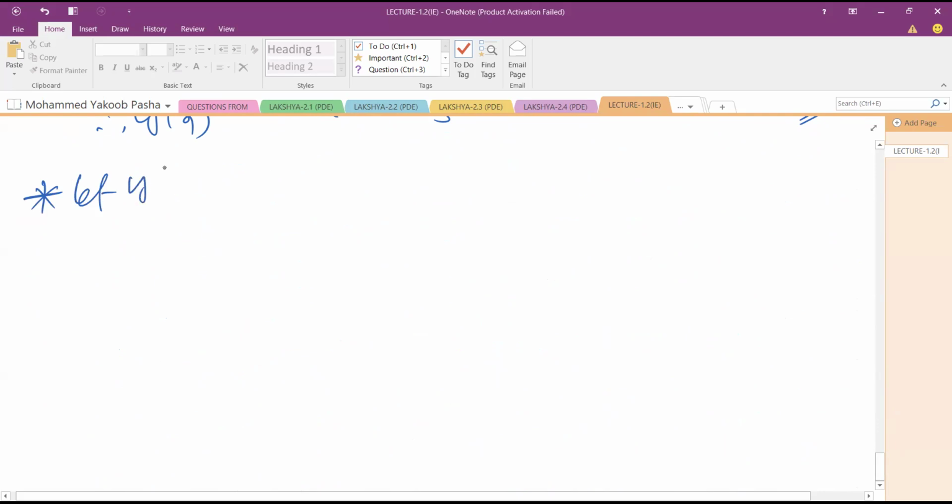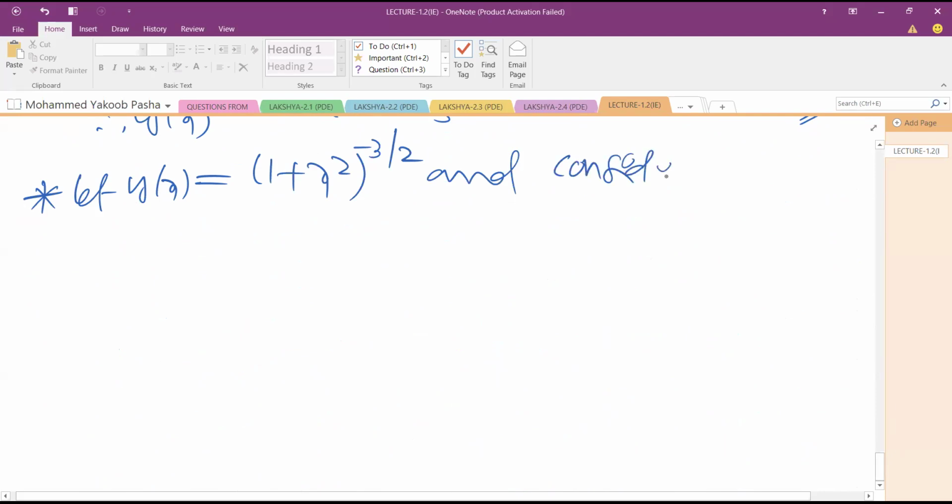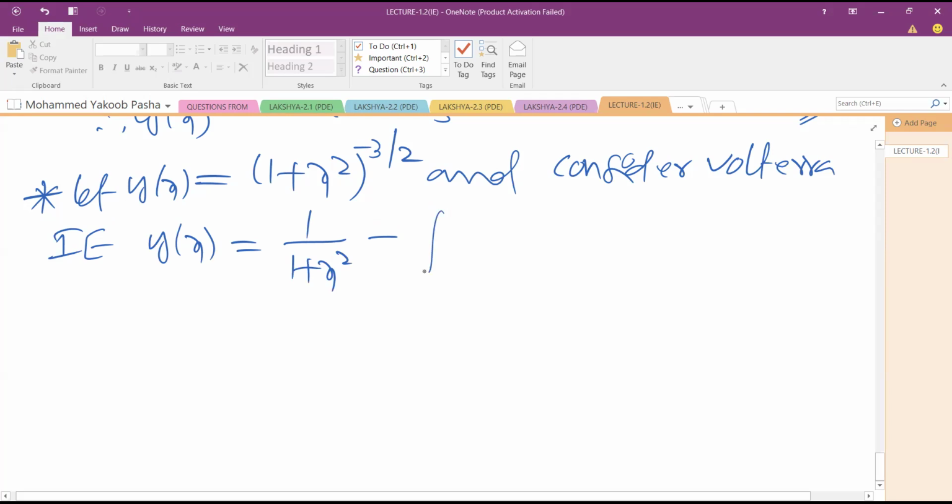Let y of x be equal to (1 plus x square) whole to the power of minus 3 by 2, and consider the Volterra integral equation. We are taking the Volterra integral equation, that is y of x is equal to 1 by 1 plus x square minus integral 0 to x t by 1 plus x square into y of t into dt.